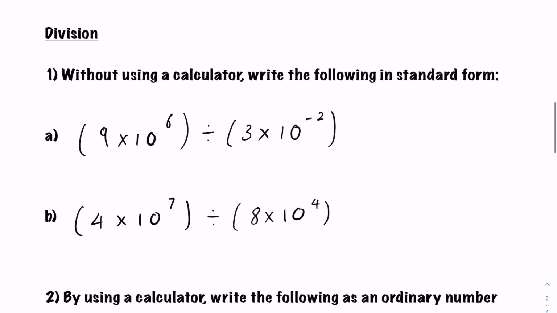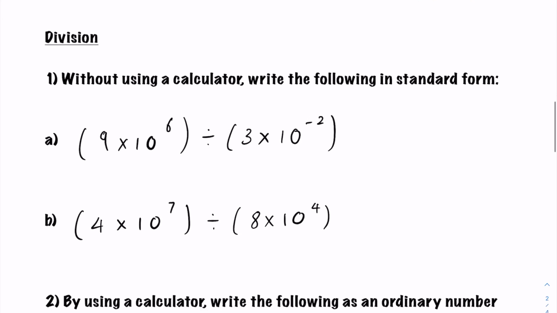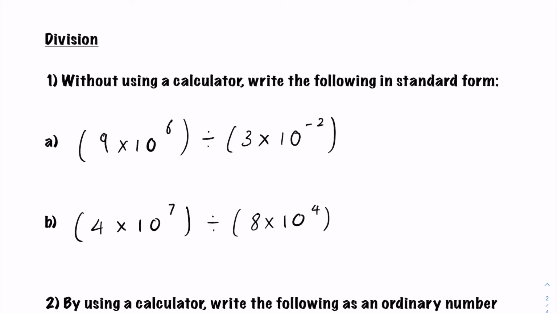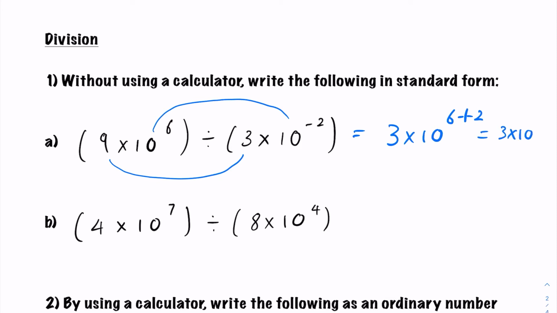So, division up next. Without using a calculator, write the following in standard form. And division is very similar to multiplication, so we apply the same ideas. So 9 divided by 3 this time, grouping up the numbers first, would just be 3. And 10 to the 6 divided by 10 to the negative 2. Now remember, when we divide numbers in this way, we subtract the powers. When you divide indices, you subtract the powers. So you've got times 10 to the power of 6, take away minus 2. And if you subtract a negative number, you're essentially just adding it. So you're going to get 3 times 10 to the power of 6 plus 2, 8. And that would be your final answer there.